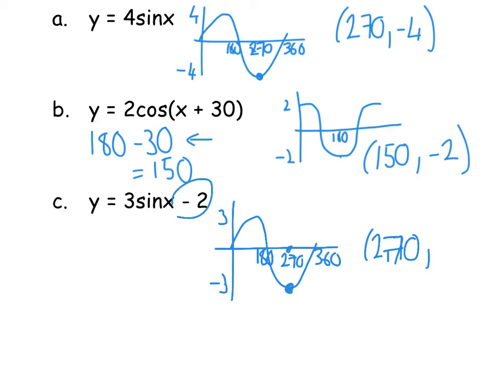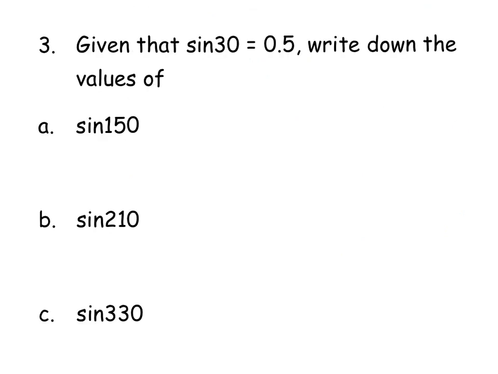But remember, this -2 tells us we've moved this graph down 2. So -3 moved down 2 would take you to -5. Now these might look horrendous, but if you know your graphs, they're really not, okay? So they were quite similar, those two questions.